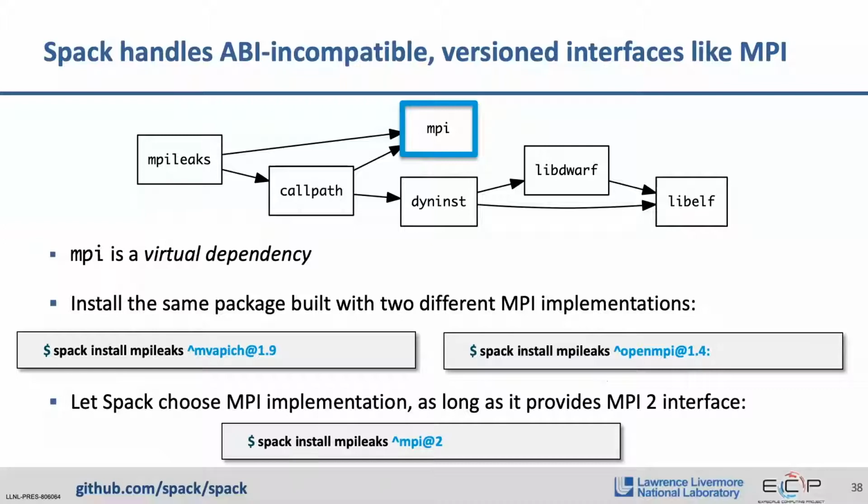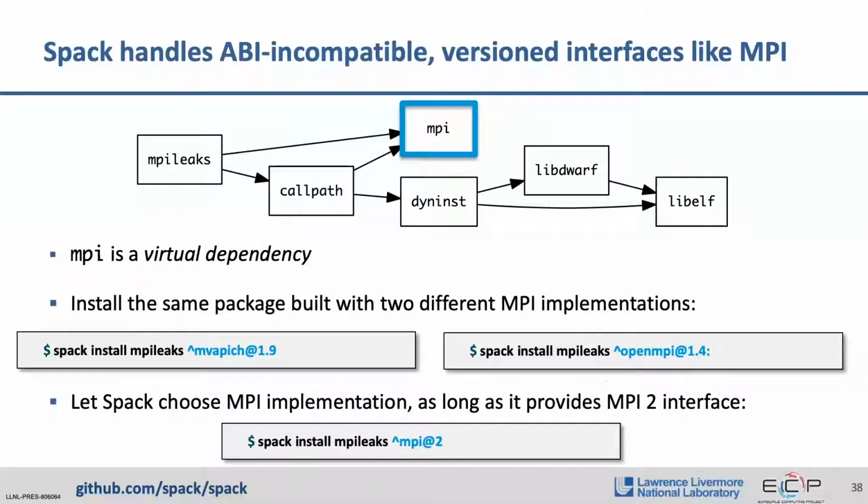Okay, so if you want to install the same package built with two different MPI implementations, all you do is use the same syntax you did before. You can say spack install mpileaks ^mvapich2@1.9. And that says install this with MVAPICH at version 1.9. Install mpileaks ^openmpi@1.4: is something else you could say. That just says I need OpenMPI at least this version.